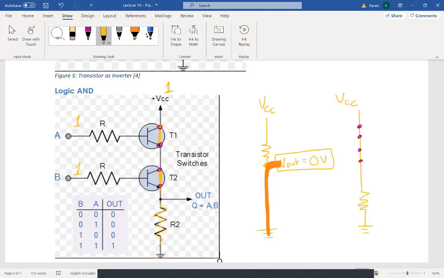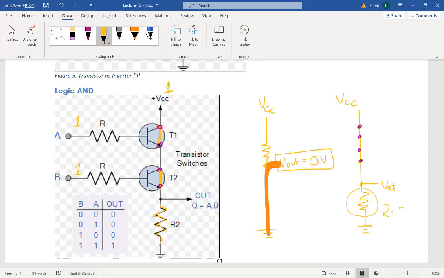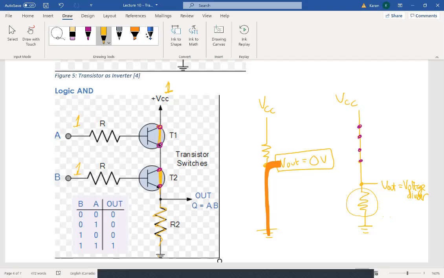So now if we were to measure V out here, it would equal 0 because this is directly connected to ground. But we're not measuring V out there. We're measuring V out here. And the V out here is directly proportional to what this R is. So this is your voltage divider. So it'll be according to your voltage divider formula that you know from electrical principles, and it is not 0.